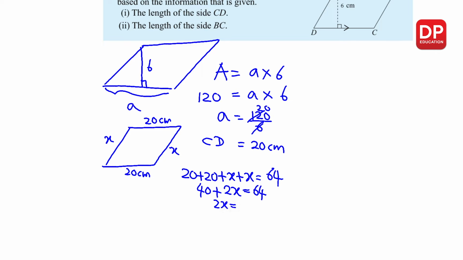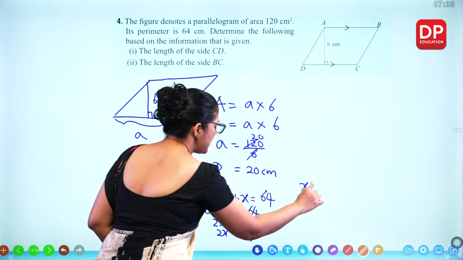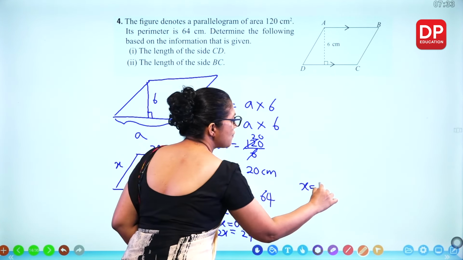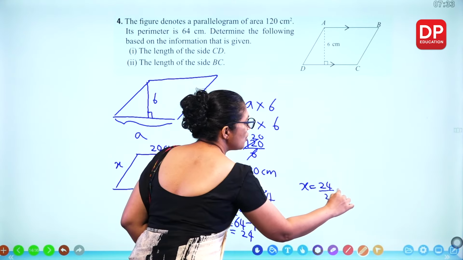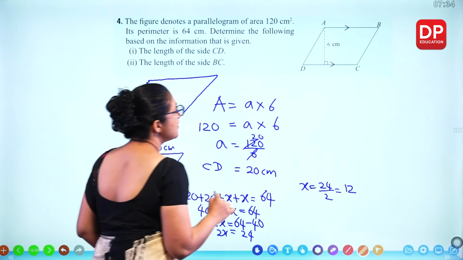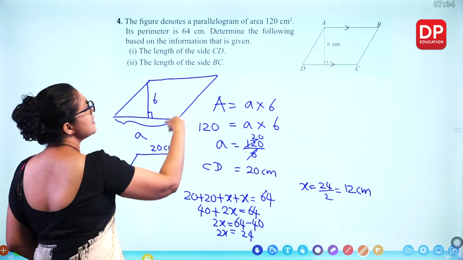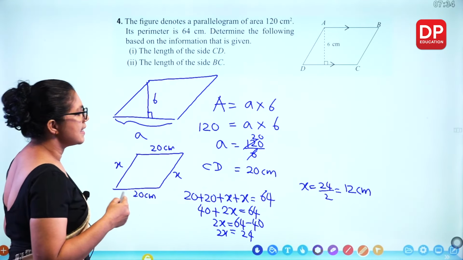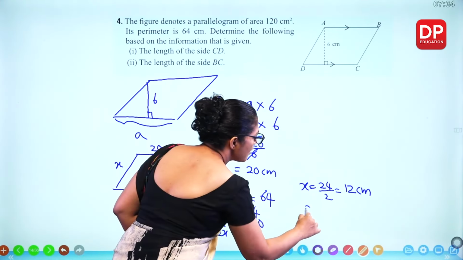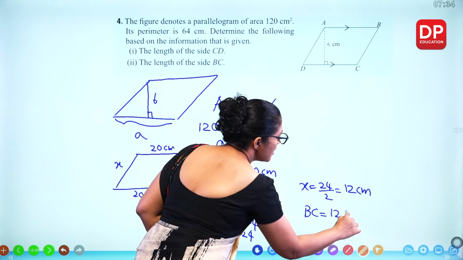2x equals 64 minus 40. You need to take it to the other side. 64 minus 40, you get 24. So what is x there? X is you divide this by 2. So 24 divided by 2, you get 12 centimeters. So what is x there? X is basically the length BC. So you can write the length of BC is 12 centimeters.